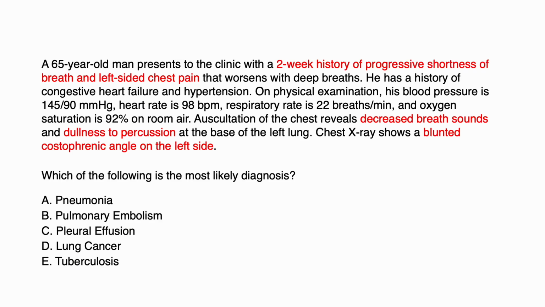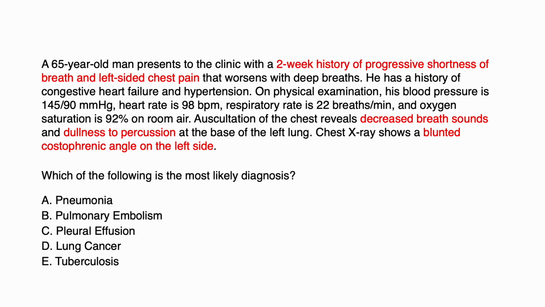A 65-year-old male patient presents to the clinic with a 2-week history of progressive shortness of breath and left-sided chest pain that worsens with deep breaths. He has a history of congestive heart failure and hypertension. On physical examination, his blood pressure is 145/90, heart rate 98, respiratory rate 22, and an oxygen saturation of 92%. Auscultation of the chest reveals decreased breath sounds and dullness to percussion at the base of the left lung. Chest X-ray shows a blunted costophrenic angle on the left side.